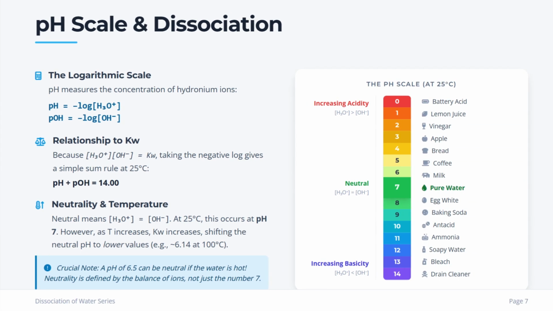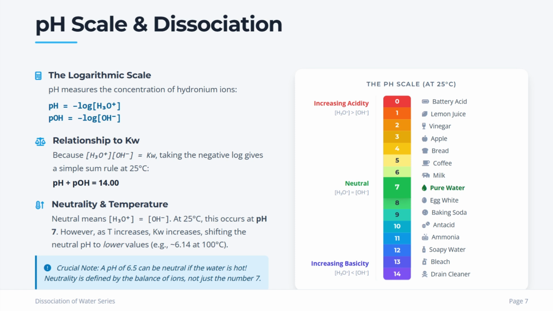Let's talk about the pH scale and dissociation. First, the logarithmic scale. pH measures the concentration of hydronium ions using this formula. pH equals negative log of the hydronium concentration. Similarly, pOH equals negative log of the OH concentration.